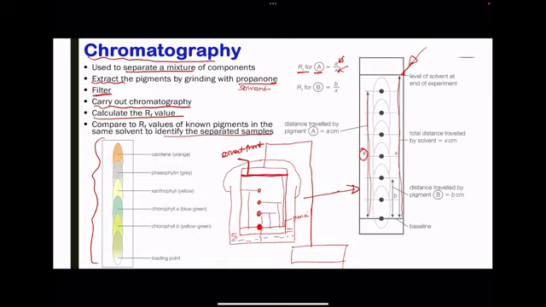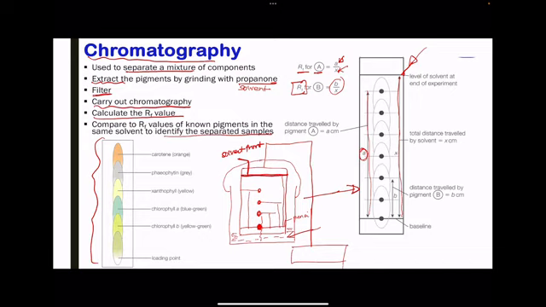And the RF value of B is going to be the distance traveled by B, which is B, divided by the distance from the baseline to the solvent front. And that is what we get. So once you get this, you will use this RF value that has been calculated to compare with the values in the data booklet, to be able to know that this sample is exactly what they have in the data booklet. When you're comparing the results with the data booklet results, you have to make sure the solvent used in your experiment and the solvent quoted in the data booklet is exactly the same.